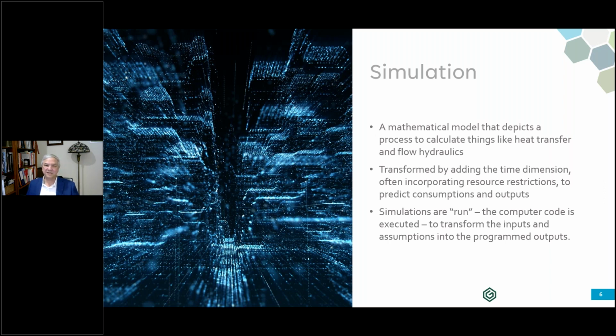A simulation is distinct from a model in that a simulation transforms a singular description of a unit operation and adds a time dimension to that. So we put models of plants into a timeline and run that to make a simulation. Again, a time-based picture of how a facility might look.